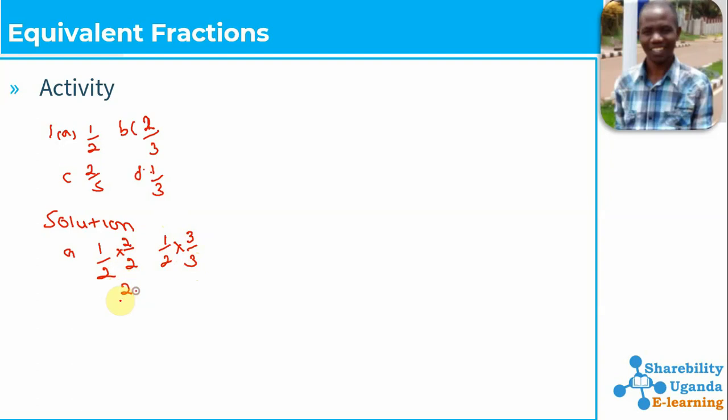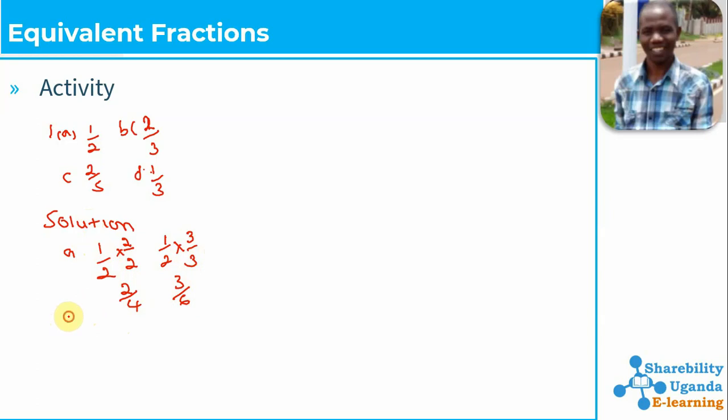So here we shall be able to get our 2 out of 4. Then here we shall be able to get our 3 out of 6. So these numbers are still the same as our 1 out of what? Our 1 out of 2. That is dealing with the equivalence of these numbers.